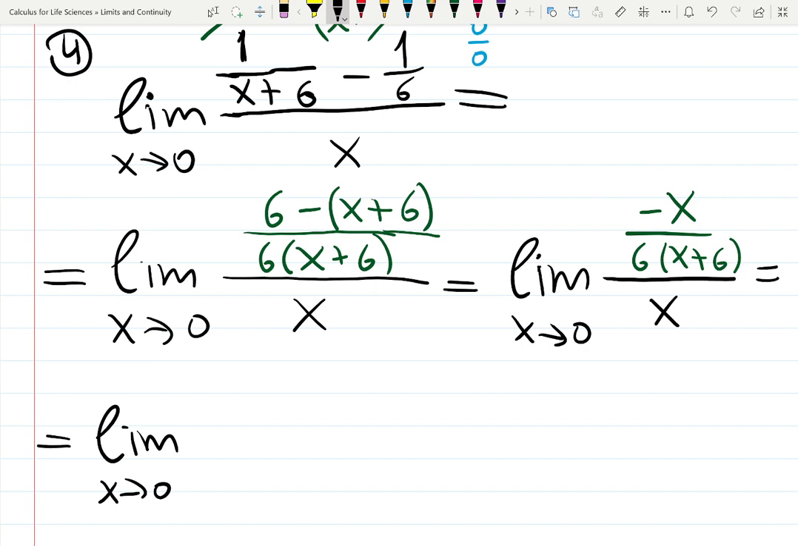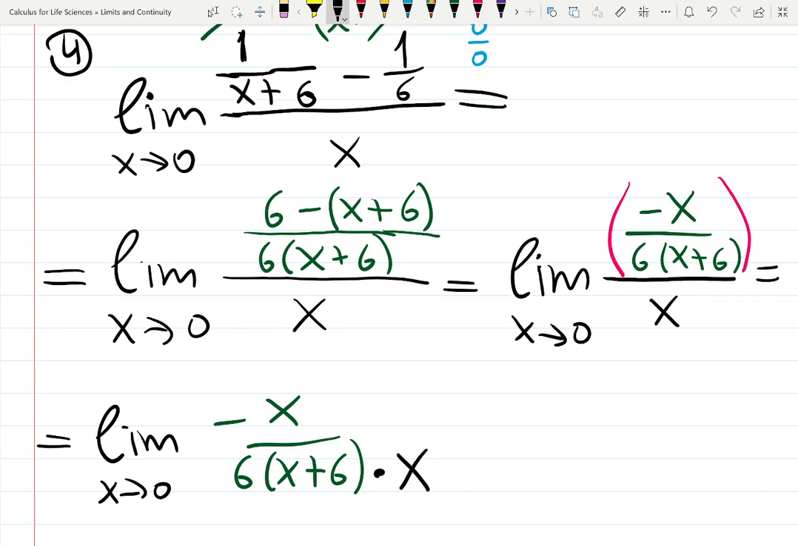I taught you last time that you can see it 2 ways in this case. This is a fraction which is also divided by x. You can see it this way, so x will go into the denominator of this green fraction. Or you can see that you are multiplying by the reciprocal, which is 1 over x. So let me write it down like this: minus x over 6 times x plus 6, divided by x. Do you agree, or should it be multiplied by x? Two ways of seeing it.